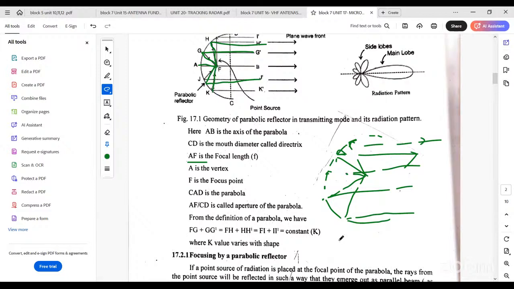All this is equal to a constant K, where the value of K varies with the shape.